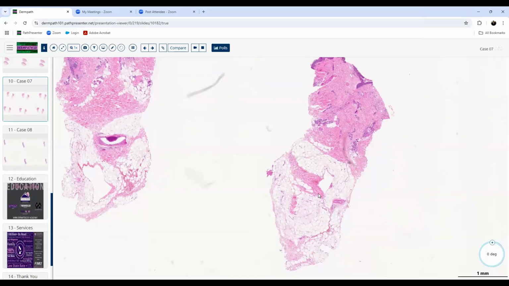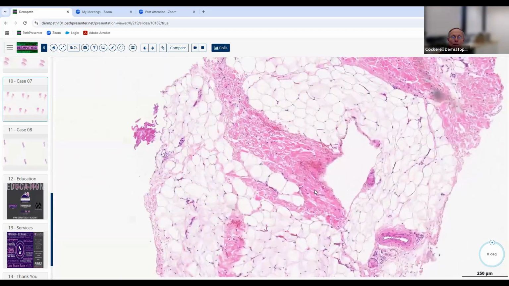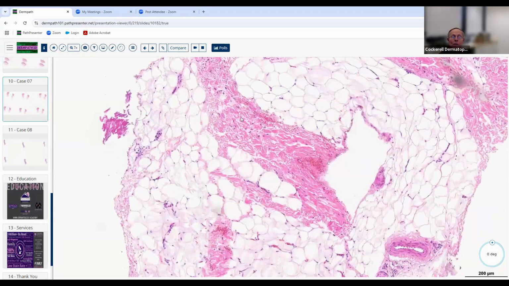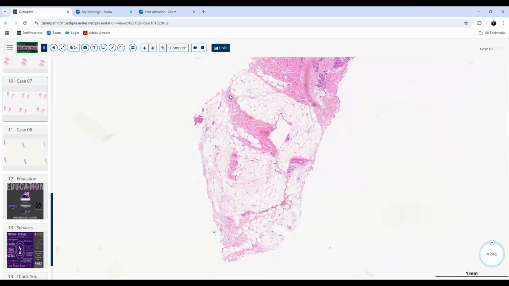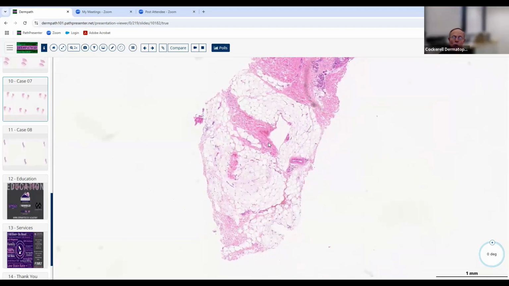No. What's wrong with that? Is that muscle? No, it's not muscle. It's collagen. Is it normal to see that thick collagen in somebody's fat? No, it's not.